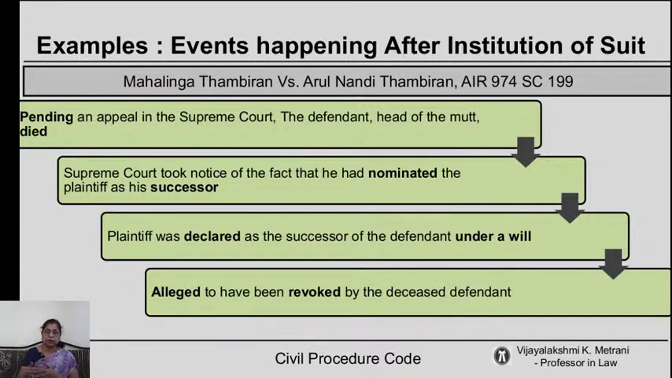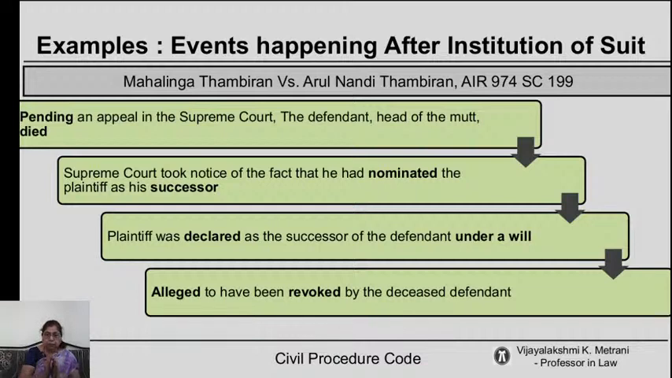he is a successor. So the Supreme Court just looks into that, and that he has nominated the plaintiff as his successor in the will, and therefore though the deceased defendant is alleged to have revoked it, it is not proved before the court that it is revoked. Of course, if it is proved, then the last will prevails. But the will is there, which is the last will.